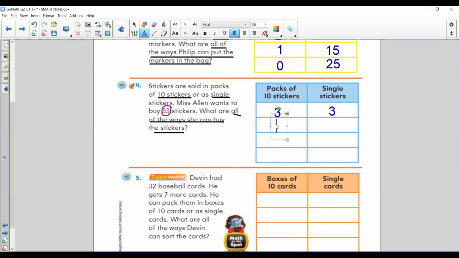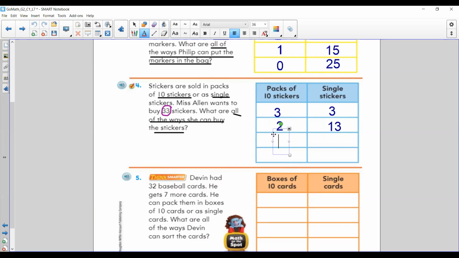Now, if she trades one of those 10s and gets rid of one of the 10s and trades that for 10 1s, 3 minus 1 is 2. And then we have to add those 10. We just took a 10 away and we add that to the 3. And now there are 13.